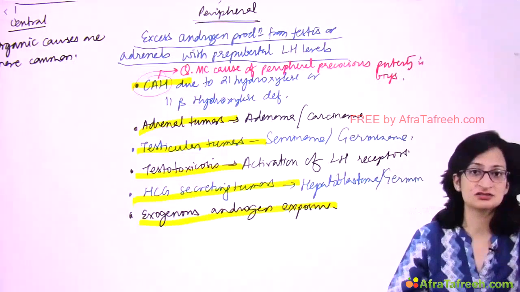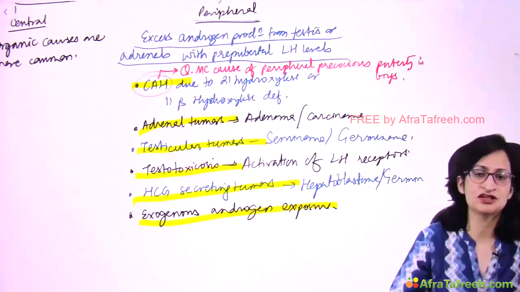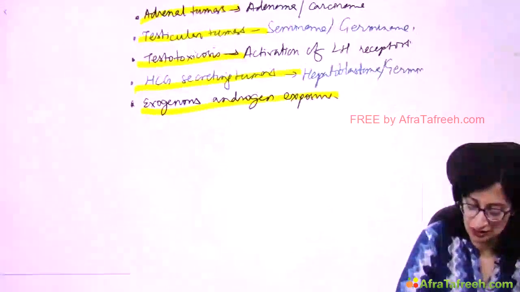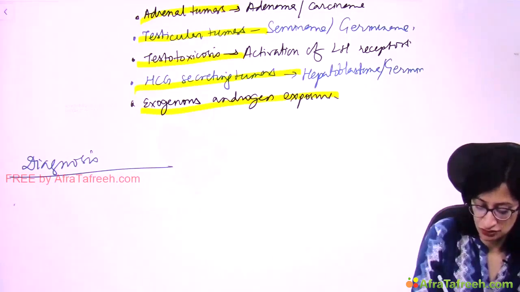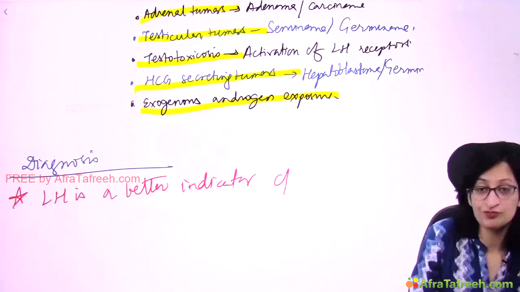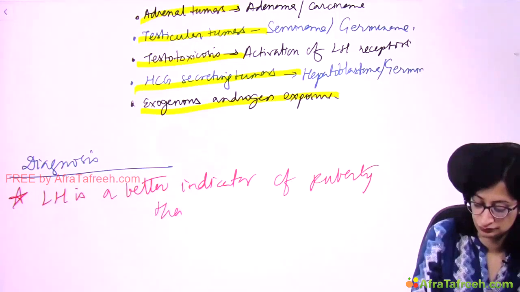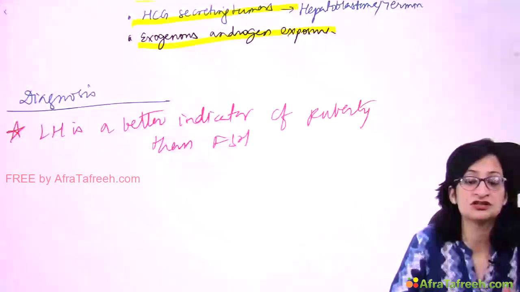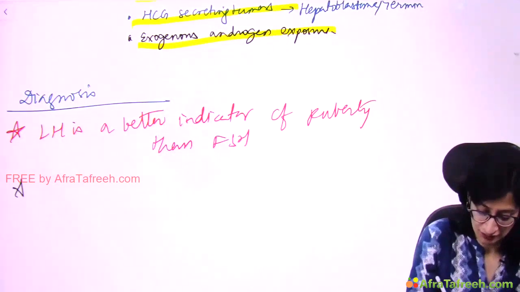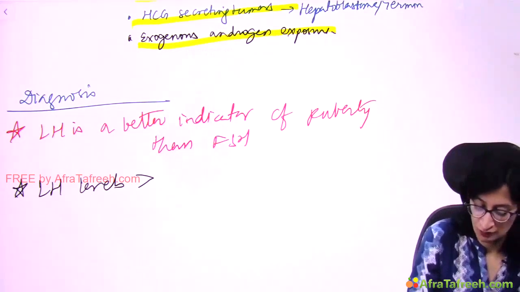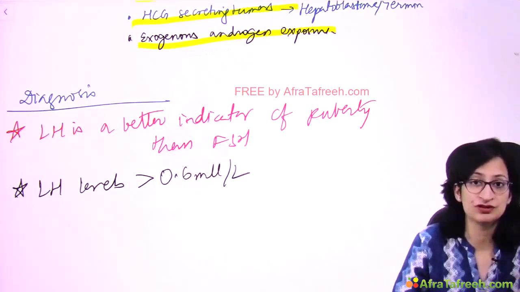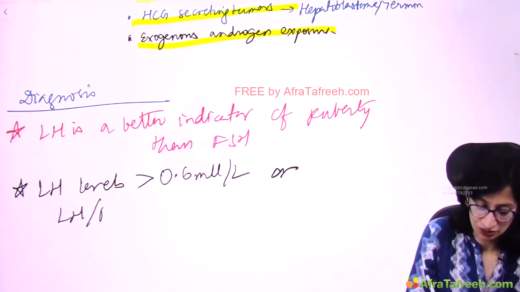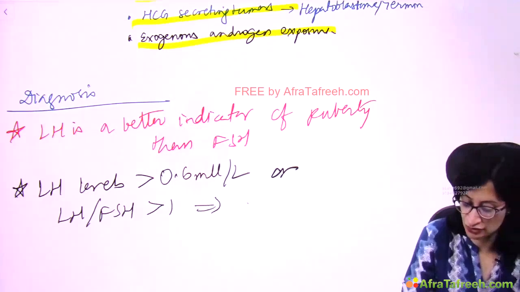Now coming to the diagnosis. One thing we need to remember is that LH is a better indicator of pubertal status than FSH. LH levels in the pubertal range, that means more than 0.6 milliunits per liter, or an LH to FSH ratio more than 1, indicate the onset of puberty.